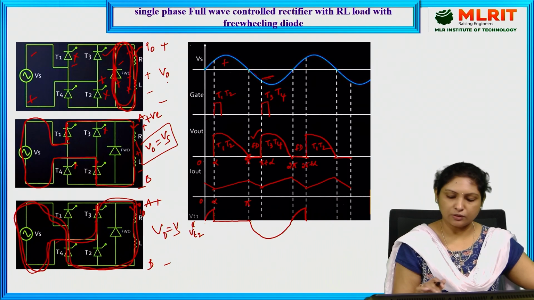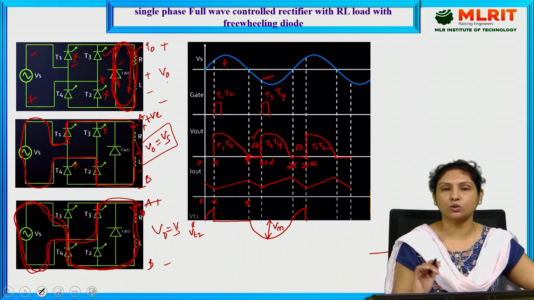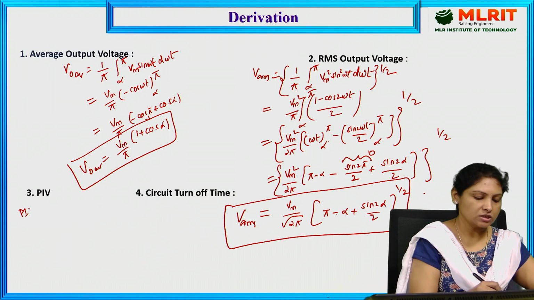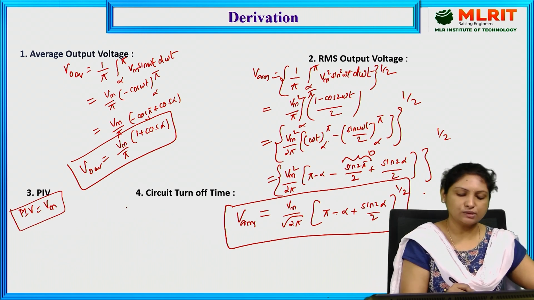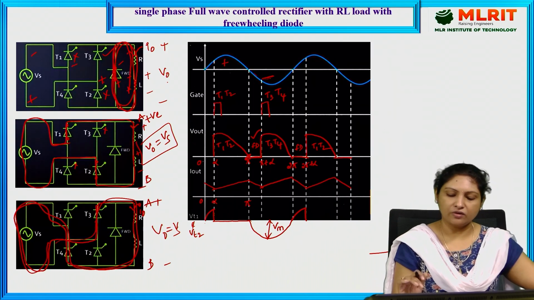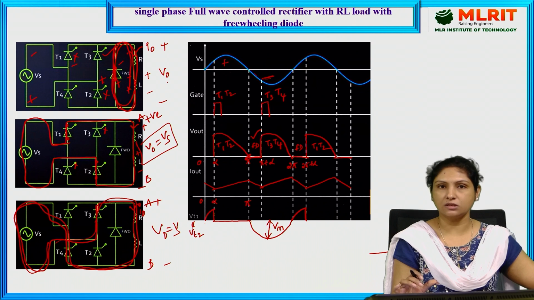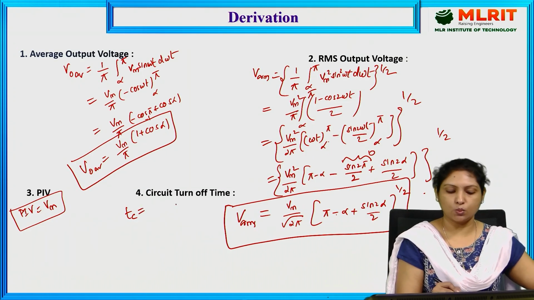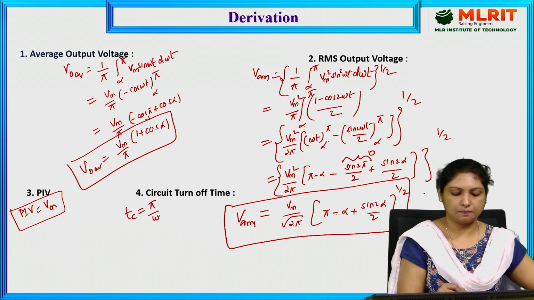And coming to the peak inverse voltage, this is the maximum negative voltage applied across the thyristor during the off condition. So peak inverse voltage is equal to V maximum. And the circuit turn off time, that is, the time period for which the thyristor is turned off, is equal to pi by omega.